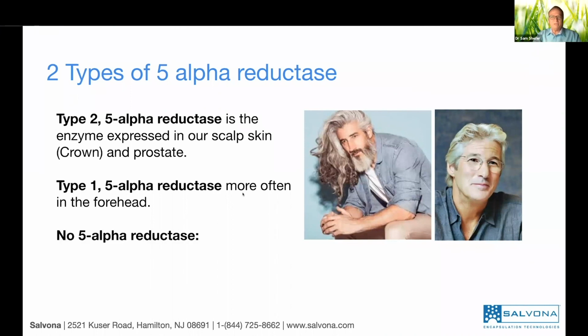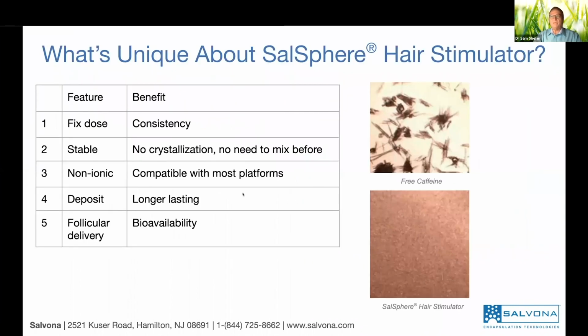Now, how come people don't get bald at all? This is because they have a mutation in the 5-alpha reductase. They just don't have the enzyme at all. So they don't have the enzyme, they never get bald. So now you know the secrets behind. So let's try to summarize what is the value in SalSphere Hair Stimulator. Hair Stimulator offers 5 different points of differentiation, which you should know, and you can make use of this.